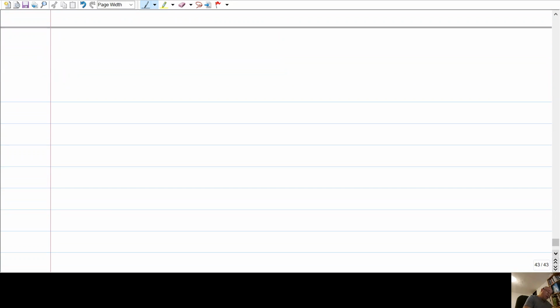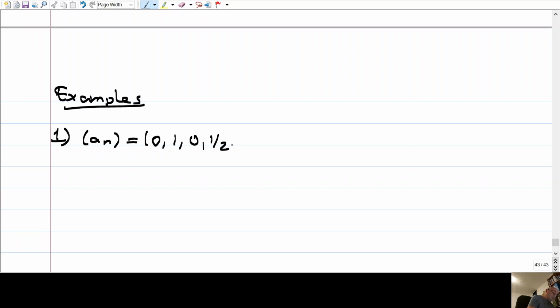Let me do a couple examples to understand what's going on. For example, let's say An is this sequence: 0, 1, 0, 1 over 2, 0, 1 over 3, 0, 1 over 4, and it goes like this. So 0, 1 over n. Let's consider what the Bn's and Cn's are.